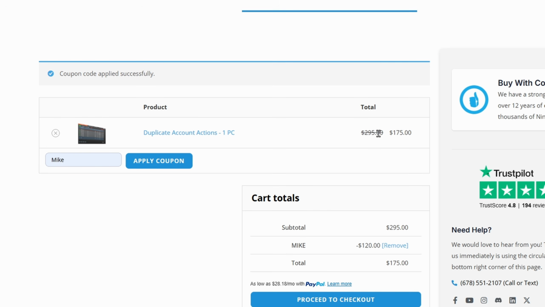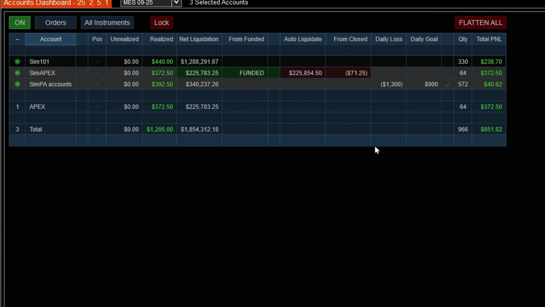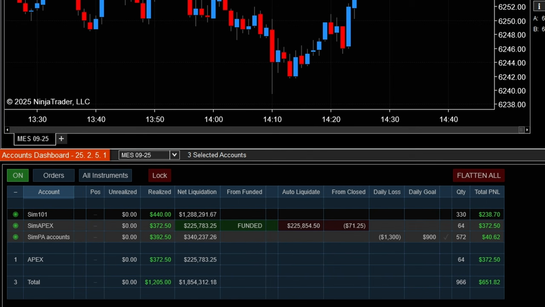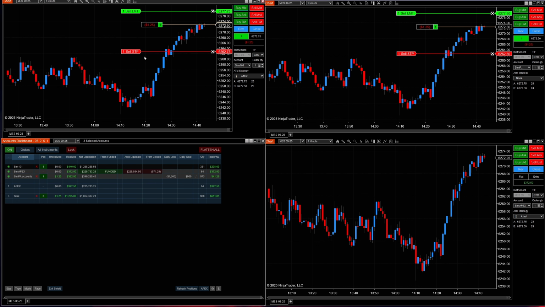The account risk manager is a little bit different. Now, if we look at the account risk manager, I want to show you guys something real quick. Right here, where it says exit shield, if I turn this on real quick, notice I'm going to go ahead and hit buy right here. And let's say I'm like, uh-oh, I don't want my stop loss to get hit. Let me move it down. Oh, it moves it right back.